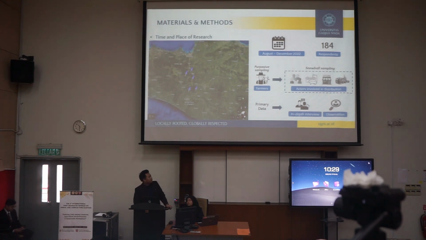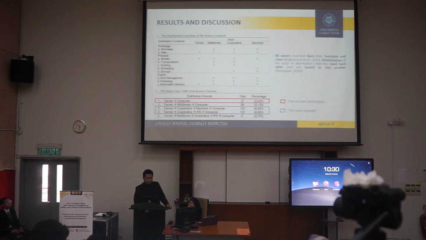And this research was conducted from August to December 2022 in 5 regencies in 2 provinces with a total of 184 respondents, and used two sampling methods, purposive and snowball. Purposive for farmers and the snowball sampling is for actors that involve in distribution. So here's the results of my research.